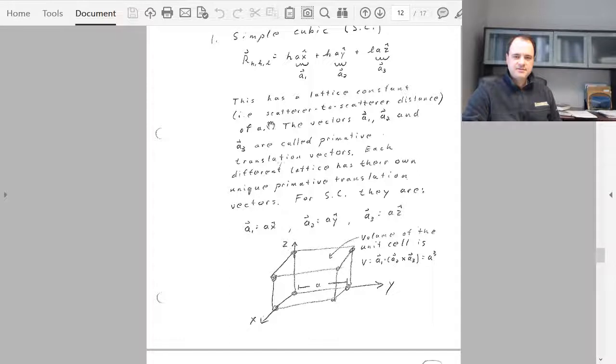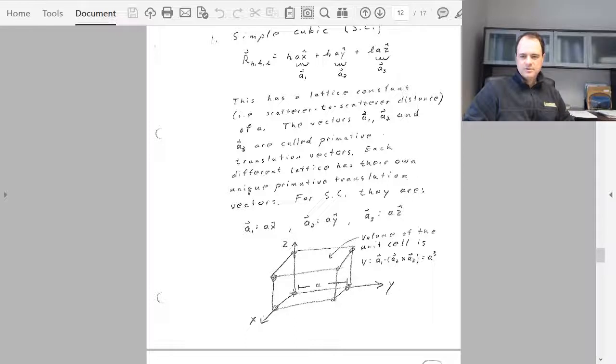The lattice constant is the scatterer to scatterer distance. So this has a lattice constant of a, and the vector is a1. So I say the a x-hat is what I call a1. The a y-hat is a2, and the a z-hat is a3. I call these something important. This is the overall translation vector, but a1, a2, and a3 are called primitive translation vectors. They are the shortest translation vectors going from one scatterer to another.